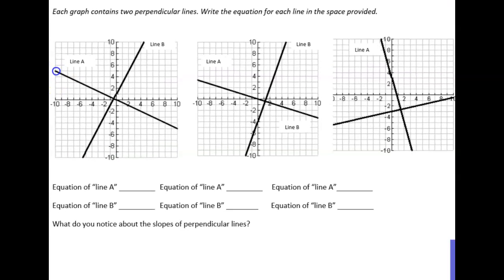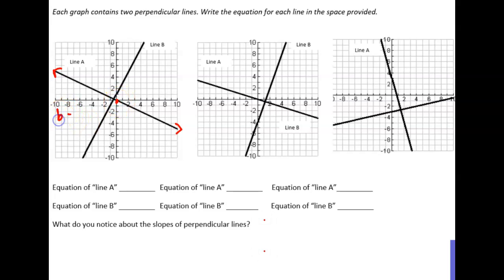Now if we look at the first line, line A, my y-intercept here, I'm crossing right here. So my y-intercept is at 0. And my slope is going to be, let's use this point right here. I'm going to go down 1 to the right 2, so I've got a -1/2 slope. So the equation of that line would be y is equal to -1/2 x.